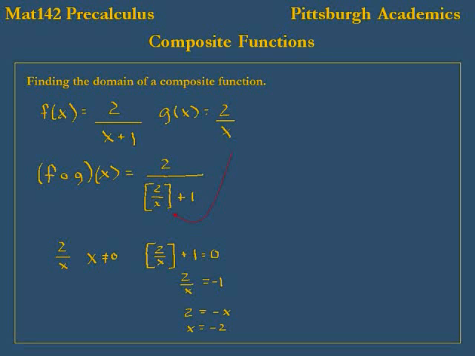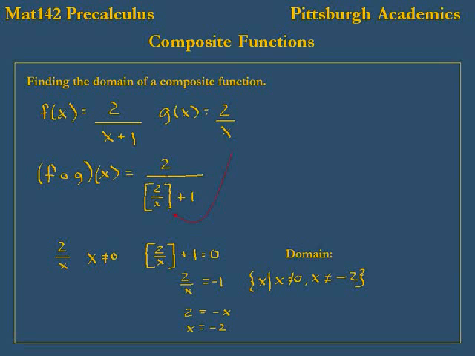Now this means, if you look back at the denominator, if you put a negative 2 in there with the x's, that's going to cause a negative 1. And then a negative 1 plus 1 is going to result in 0. And that means you're going to have division by 0, again, which is not allowed.